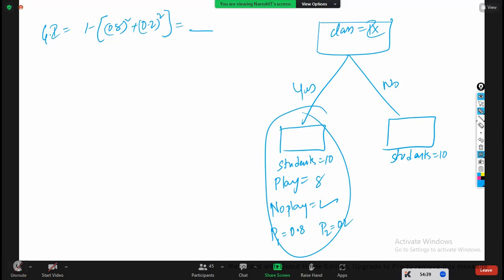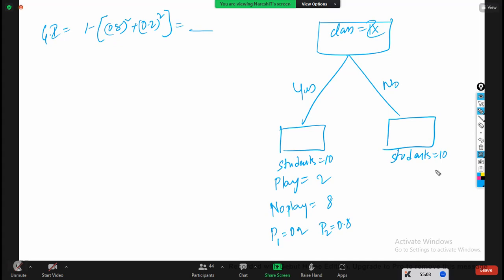Play true, this is 2 and this is 8. Play 2, not play is 8. Okay, 0.2 and 0.8. 2 people are playing and 8 people are not playing. But the Gini impurity is the same. Okay, done. This subnode is completed.